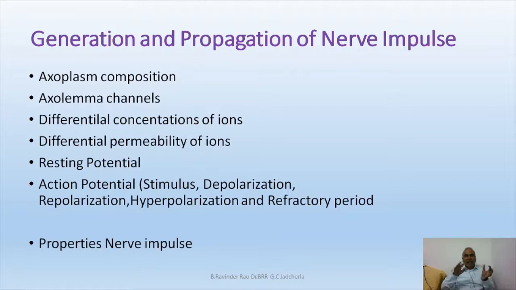Okay, so axoplasm and its contents, axolemma and its channels, concentrations of ions, permeability of ions, resting potential, action potential, properties of nerve impulse. These are the headings of today's lesson.